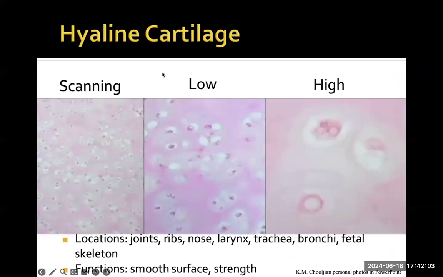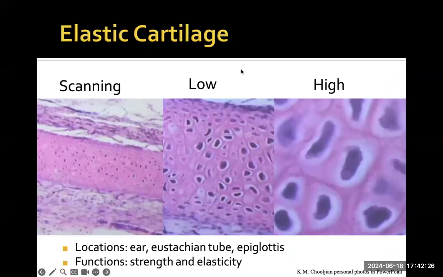So here's the 3 different types. This is called hyaline cartilage. And again, every single one of these is going to have the eyeball. Hyaline, it tends to stain very light. So you'll see it as like a light pink or a light purple in color. It's going to be found in your joints, your ribs, your nose, your larynx, your trachea, bronchi, and fetal skeleton. And the function here is strength. It has a smooth surface and it's for strength.